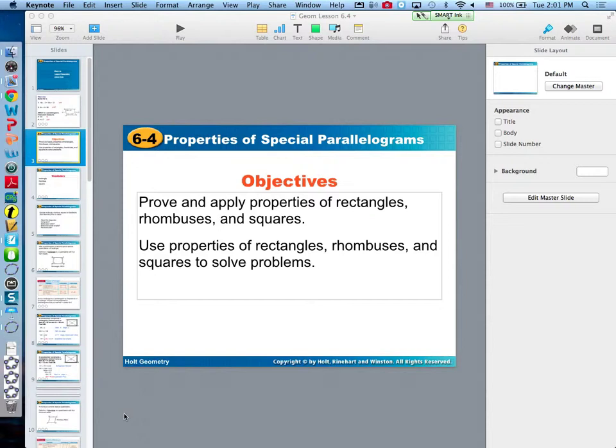Have called it a diamond. That's kind of an informal word for it. But I think in elementary school, that's probably what you were calling it. I don't know if you called it that in middle school also.